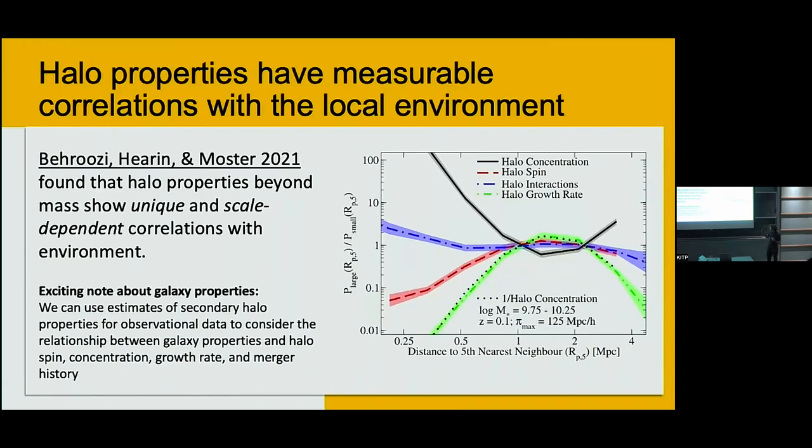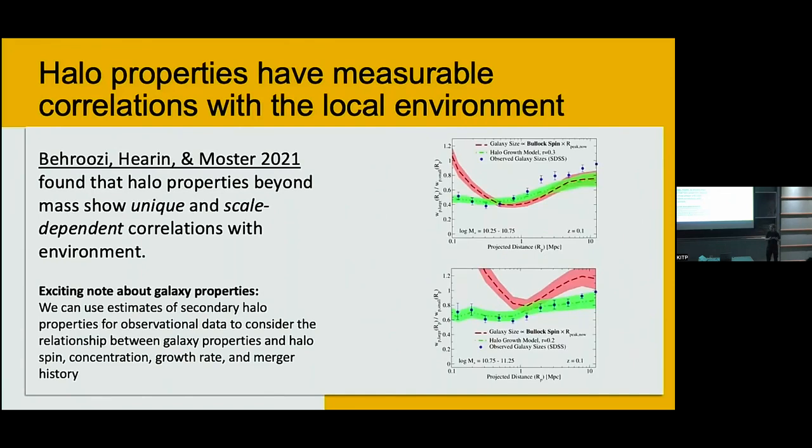And on a particularly exciting note to everyone here that cares about galaxies, we can then use this relationship and go look at the properties of galaxies, for example galaxy size, and see how they correlate with the environment. In comparing these relationships, we can test different models of connections between galaxies and halos. In this case, this is looking at the two-point correlation function of projected distance.